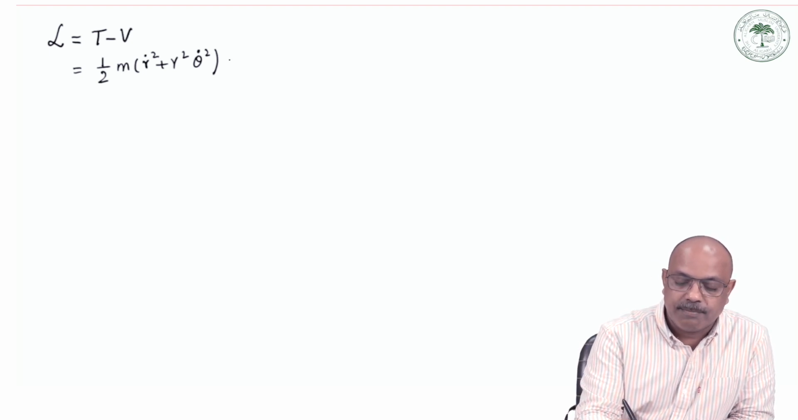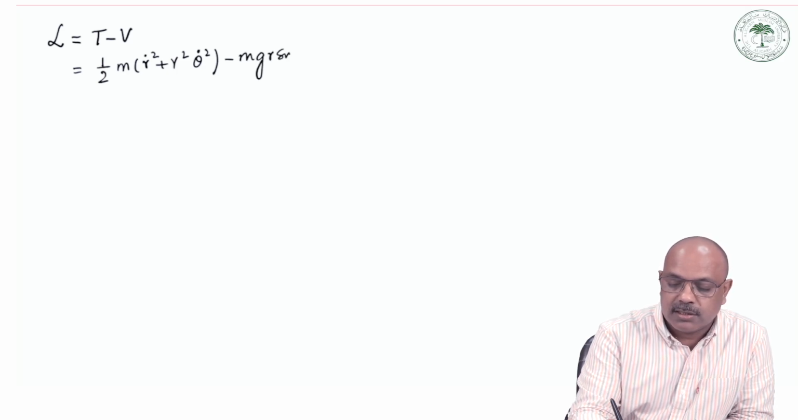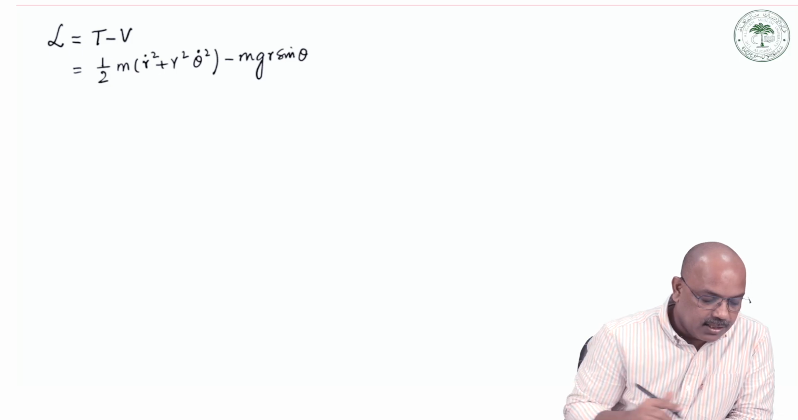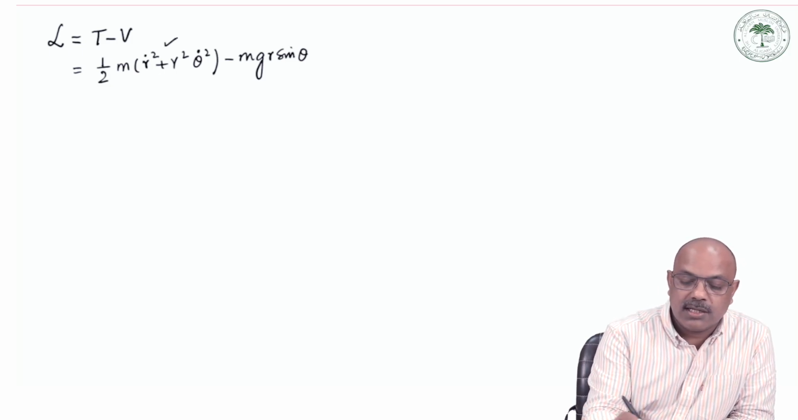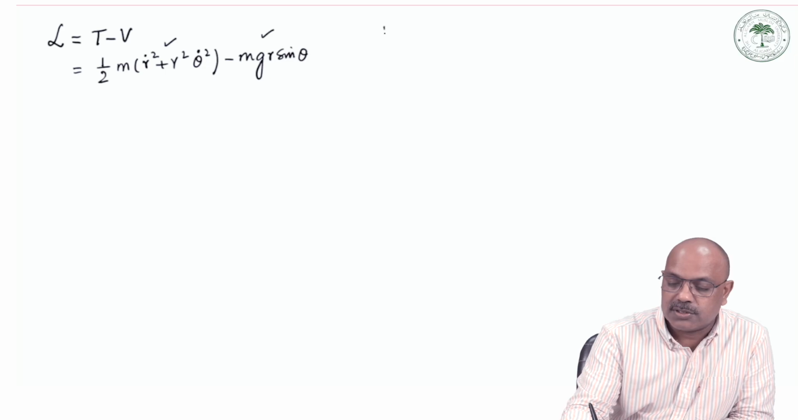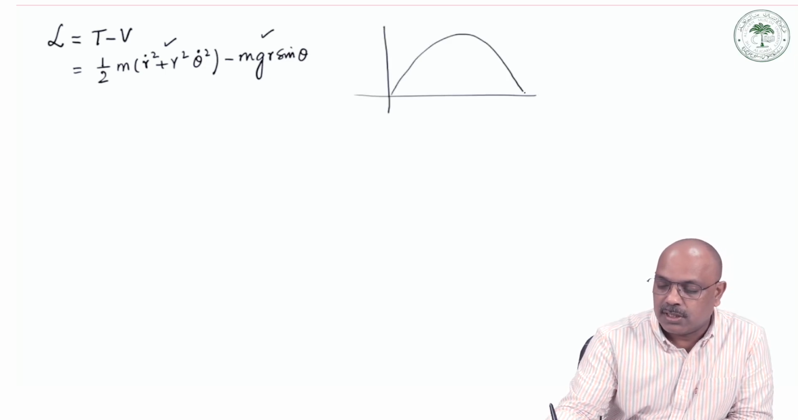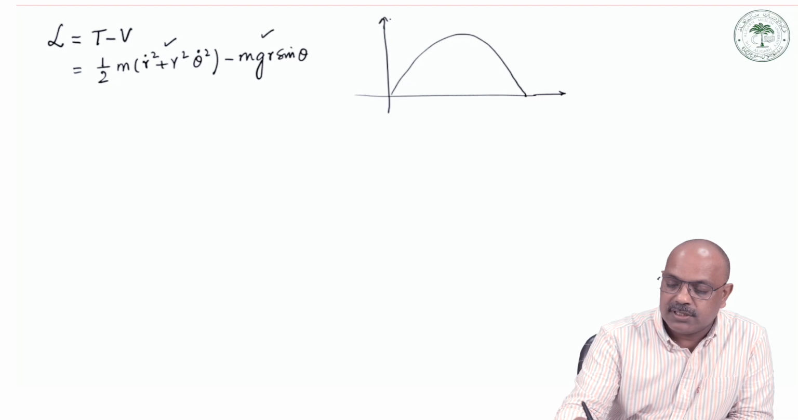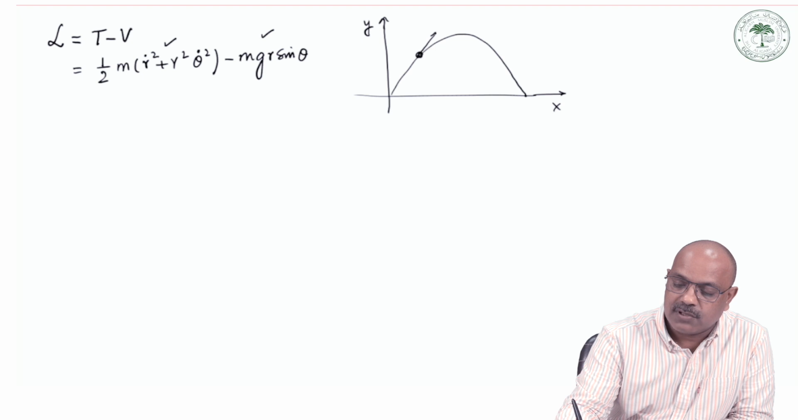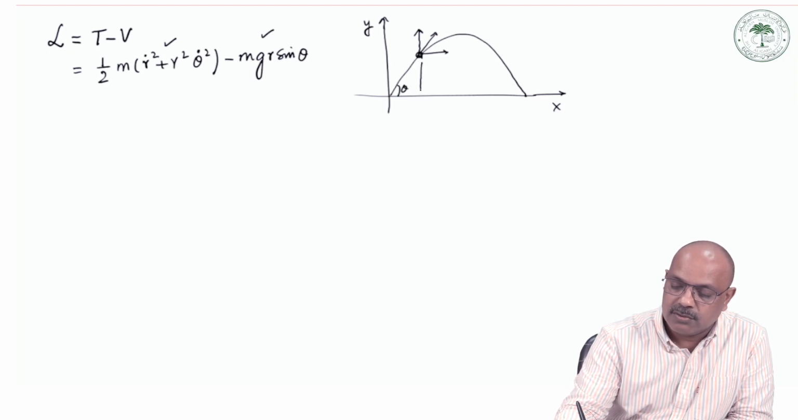And then the potential energy was mgr sine theta. So that was the Lagrangian with this kinetic energy and the potential energy we have written for this projectile motion, which was going along the gravity. You have x and y axis, and at any instant of time the projectile is going to have the x and the y component here, and this is the angle theta. This is say y, and this is say x.